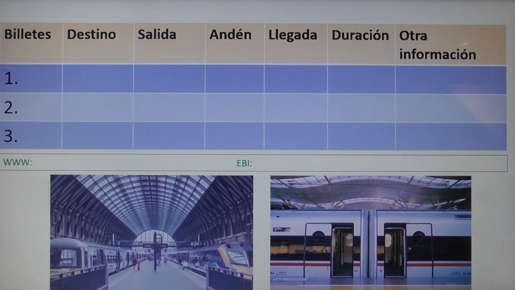Número 3. They would like a single ticket to Zaragoza for the morning. What time does it leave and arrive? Well, it leaves at 10:30 in the morning and it arrives at midday. That does tell us that the duration is 1 hour 30 minutes. It leaves from platform 15. Unfortunately, they say it's not direct and they have to change in Burgos.